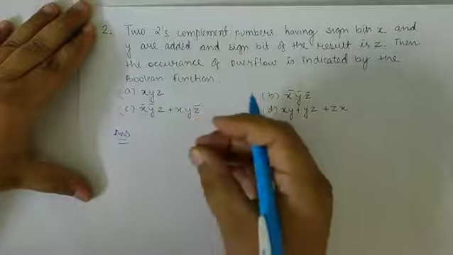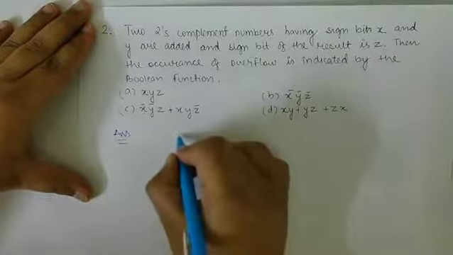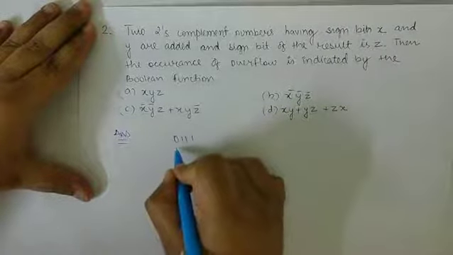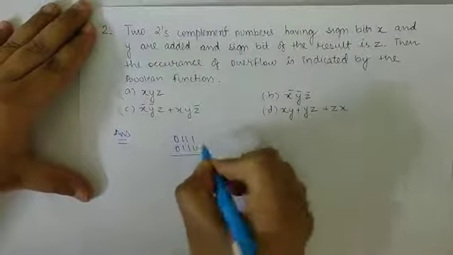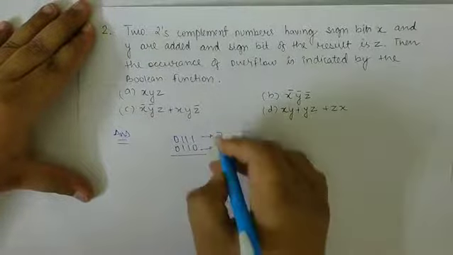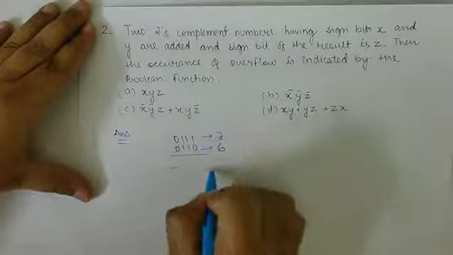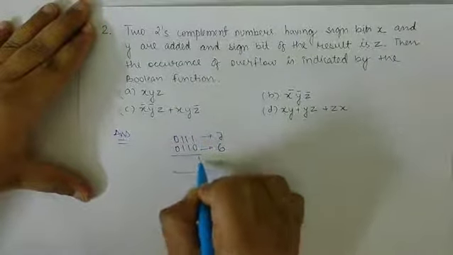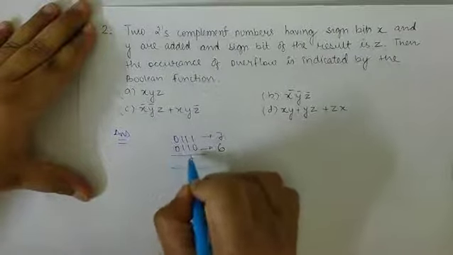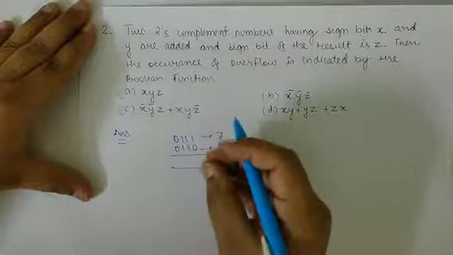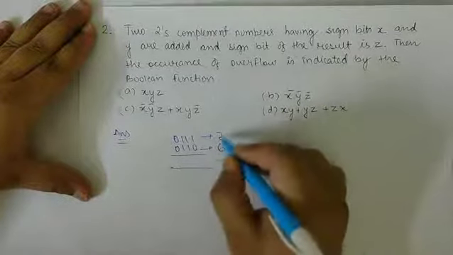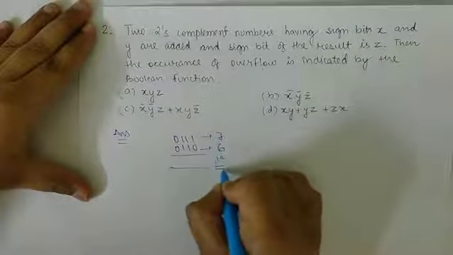Suppose we take two 4-bit numbers, any numbers, like 7 and 6. We have taken 7 and 6, two 4-bit numbers. If the result can be represented by these 4 bits, then there is no overflow. If the result cannot be expressed in these 4 bits, then there is an overflow. We can see here 7 plus 6 is 13.